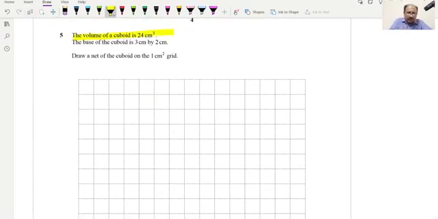The volume of a cuboid is 24. The base of the cuboid is 3 centimeters by 2 centimeters. Draw a net of the cuboid on the 1 centimeter grid. So the basic condition is the base of the cuboid should be 2 by 3 and the volume should be 24.